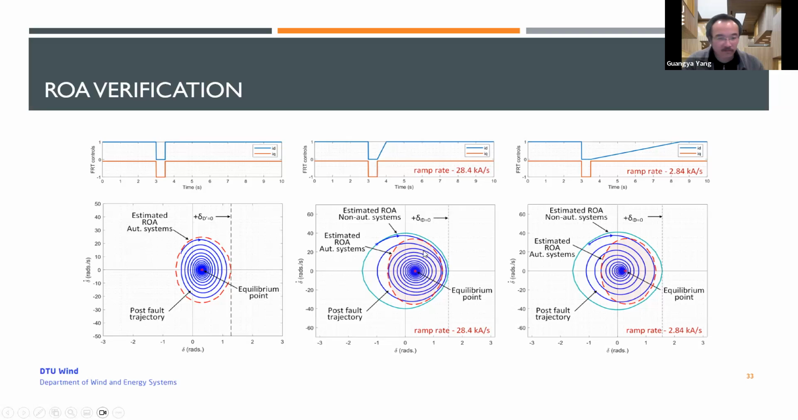So initially you have a very large ROA, and afterwards, as time increases, the ROA will become smaller. But it doesn't matter so much, because as long as the starting point is within this initial ROA that is a lot wider, you have a higher chance to get to an equilibrium point.